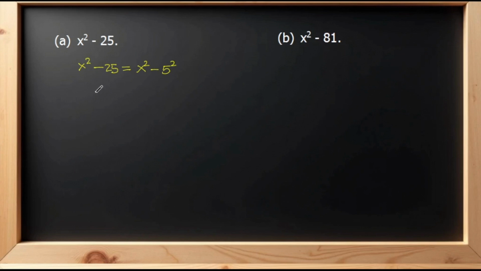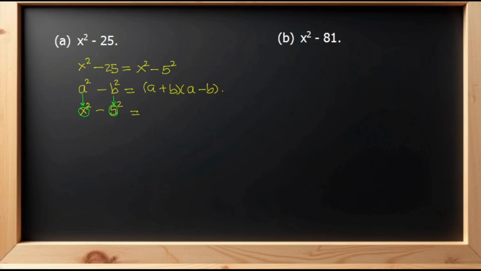So what does the difference of two squares say? When we have a squared minus b squared, this can be expressed as the sum of a and b, multiplied by their difference, that is a minus b. Now when we bring this down, we have x squared minus 5 squared, and we realize that the value a is representing x and the value b is representing 5.